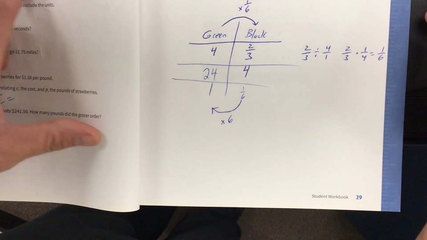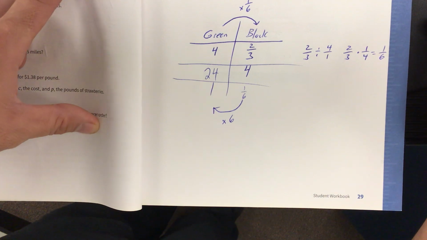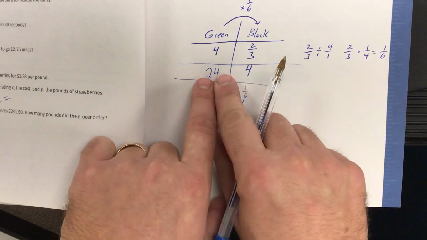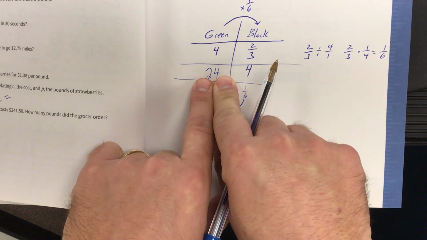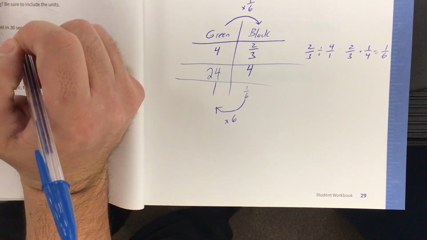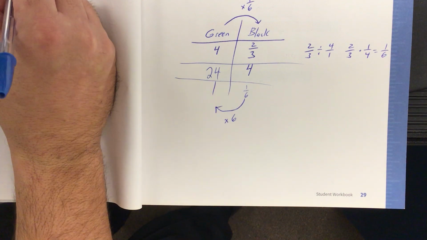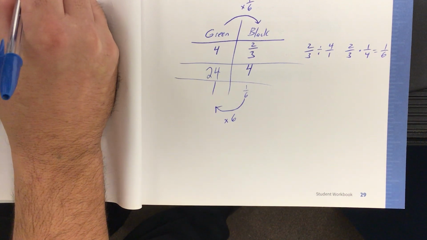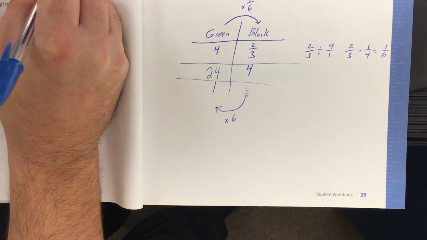Let's see what it's asking. How much green paint should be mixed with 4 cups of black? So 4 cups of black. Number next to the 4 is 24. Label it. Quarts of green paint.